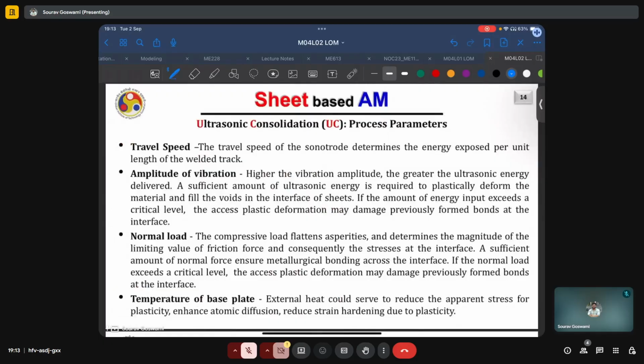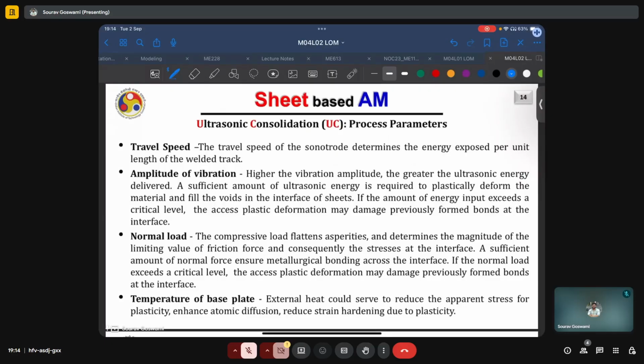Of course, they will also destroy the surface integrity of the part. There are several process parameters in the ultrasonic consolidation process which have to be carefully tuned in order to achieve the desirable build quality. Some of them are listed here. The travel speed of the sonotrode determines the energy exposed per unit length of the welded track. Those of us who are working or have studied additive manufacturing know that the energy density is a very important aspect that controls the microstructure, the strength, the properties, and the presence of any defects in the built part.